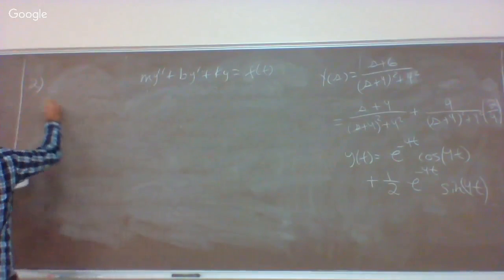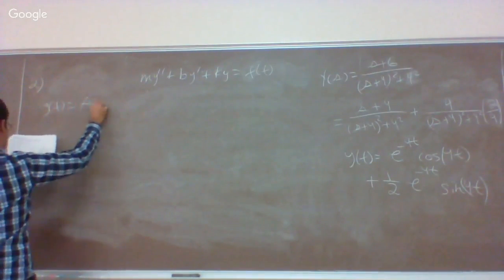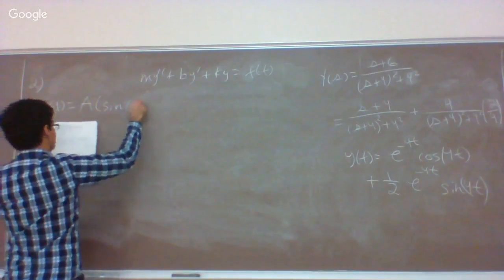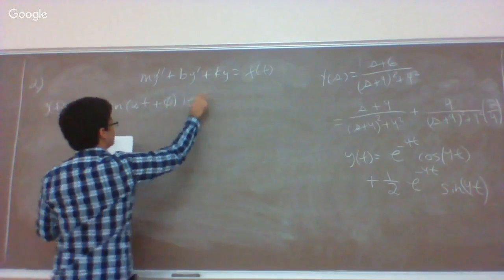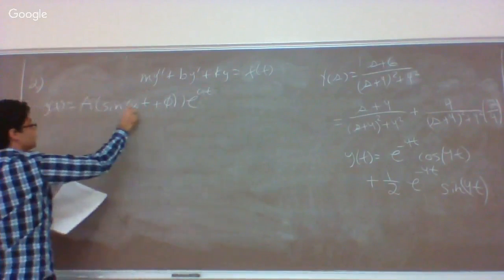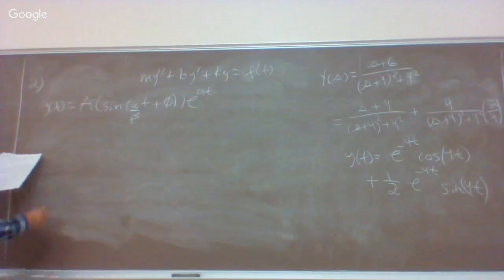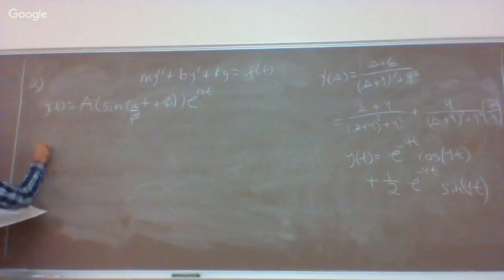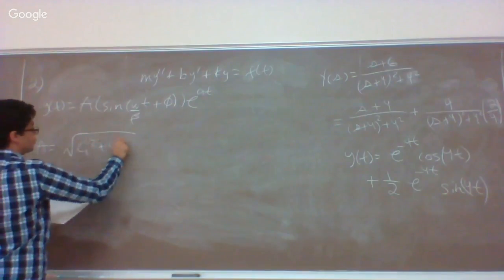Part B wants us to write it in the form of y of t equal to A sine of omega t plus phi, times e to the alpha t, but we've been treating that as beta, like I said before. So we need to put it in this form. Our A is equal to the square root of c1 squared plus c2 squared.